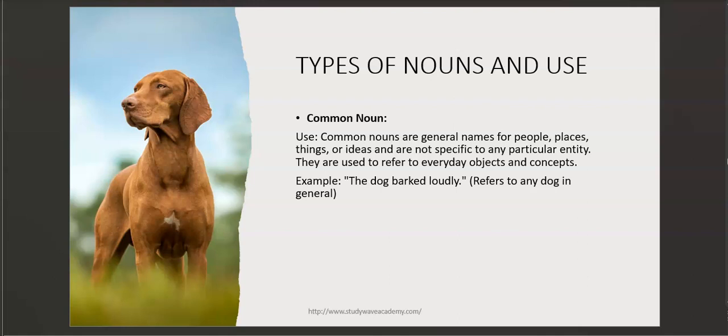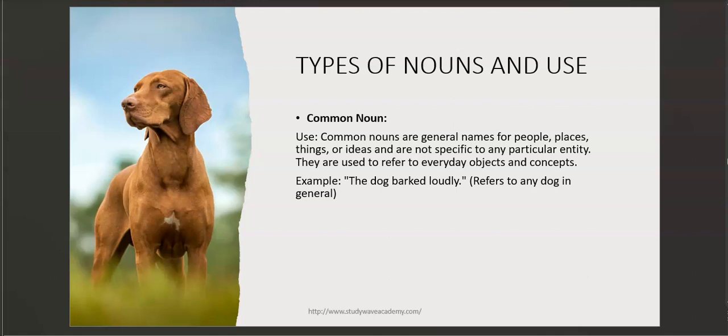Okay, so first let's look at the common noun. We talked about common nouns being general names for people and places. These general nouns are just ideas that are not specific to a particular entity. For example, the dog barked loudly. This refers to any dog in general. You're not sure which dog someone is talking about here. The dog barked loudly, so you don't know what dog is being talked about.